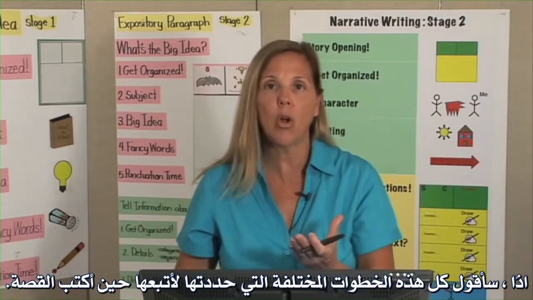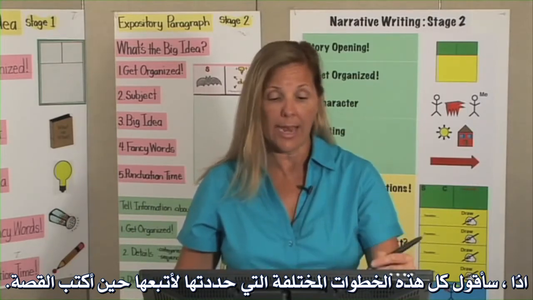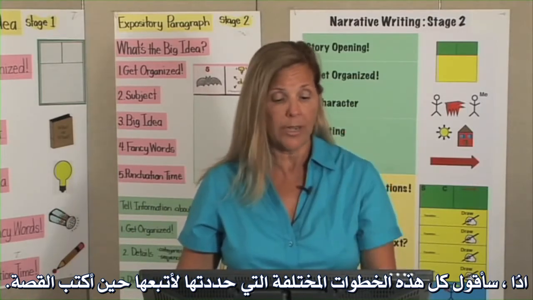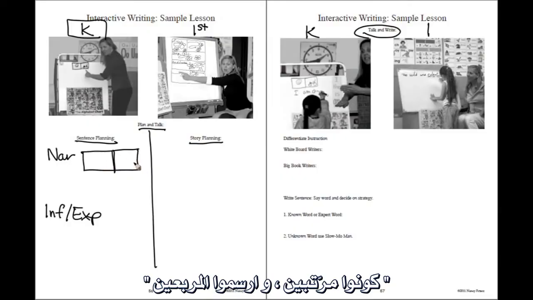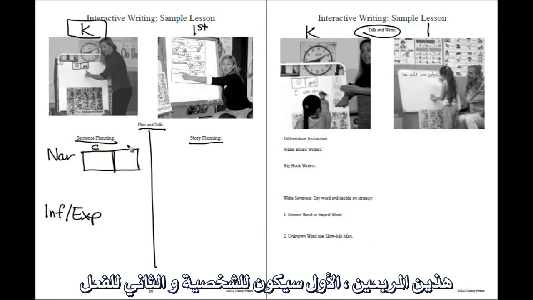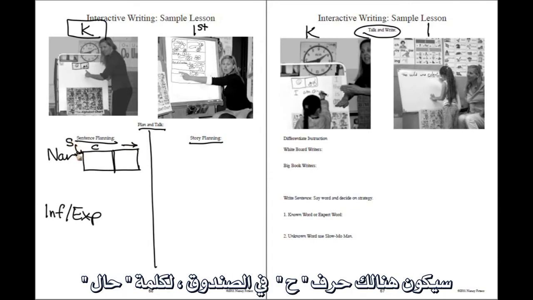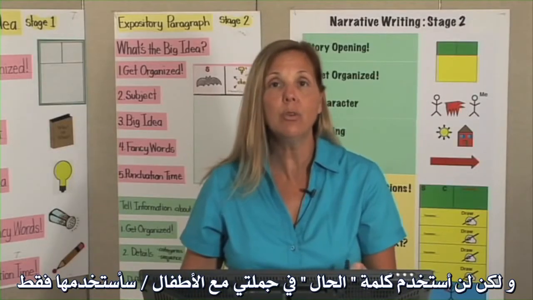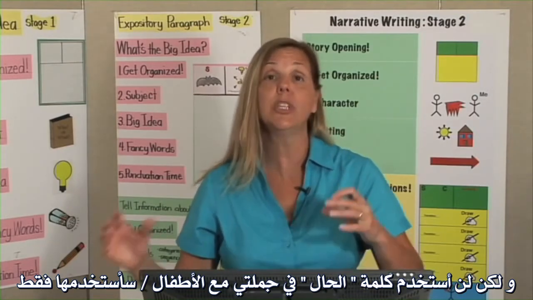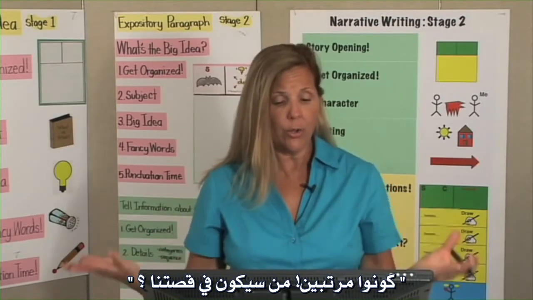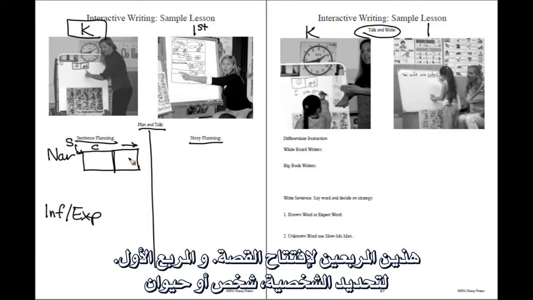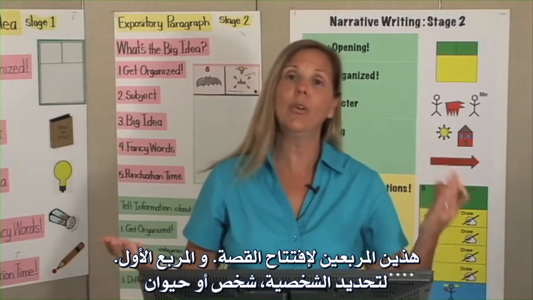So I'm saying all of these different steps that I have lined out to follow when I'm writing a story. Story opening, step 1, get organized. Draw the 2 boxes. This box is going to be for a character and this is going to be for an action. This box is also going to have S for setting, but I'm not going to use the setting words in my sentence. I'm just going to use it to help plan the story. Step 1, get organized. Who's in our story? These 2 boxes are for our story opening, and the first box is to identify who the character is, a person or an animal.